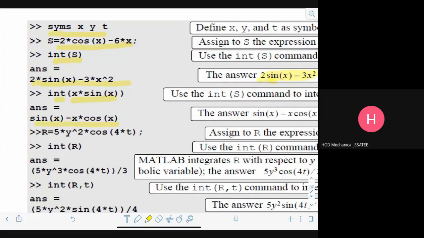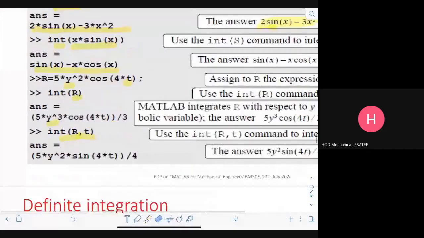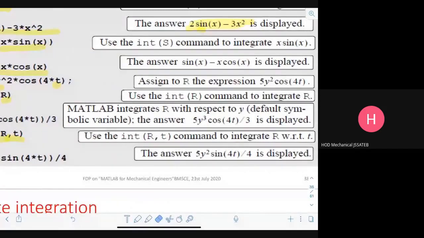If you would like to look at an expression which involves y and t, and you say int of r, integration will be done with respect to the default variable y. But if you say int of r comma t, then integration is done with respect to time. Remember, this is done with respect to time, and the answer displayed is this one.